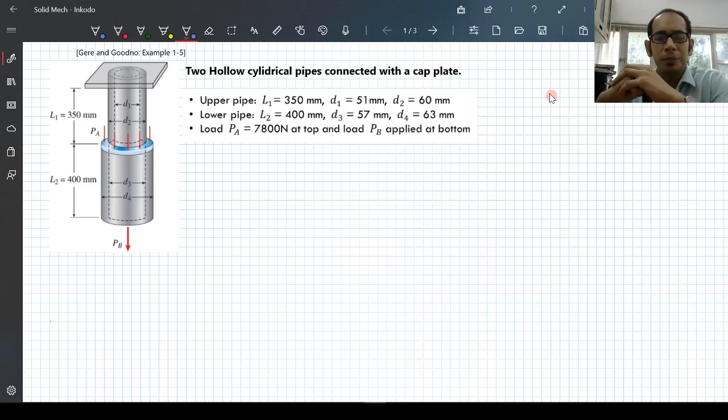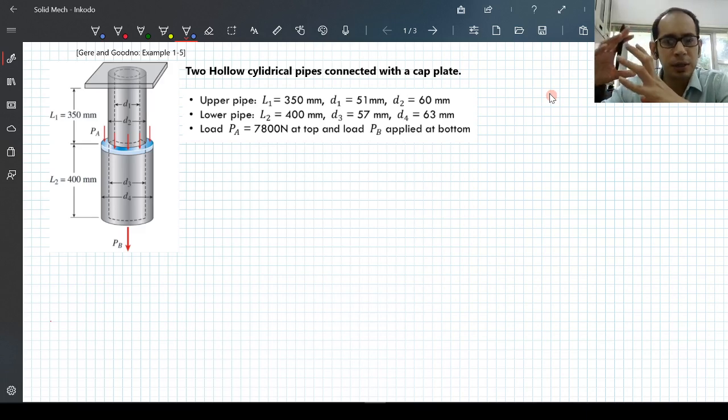So the problem example that you see on your screen consists of two hollow cylindrical pipes which are connected by a cap plate. This is a problem from one of your textbooks, the Geary and Goodnow textbook, example 1.5. When you get time, take a look there also if you want. Let me start marking or try to understand the system first before I pose the questions, and then let's see how we go ahead and solve it.